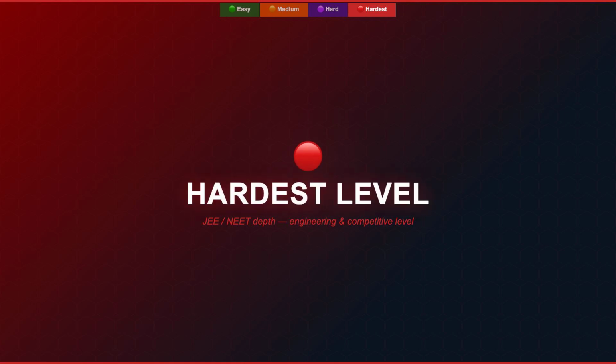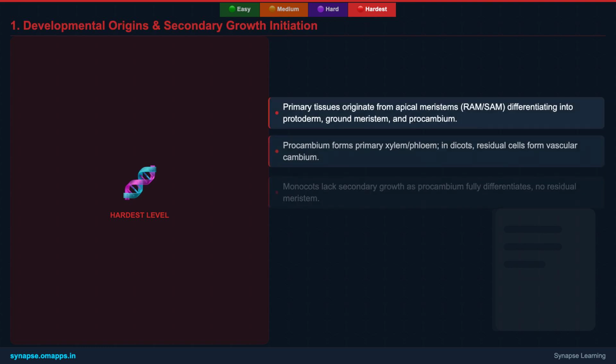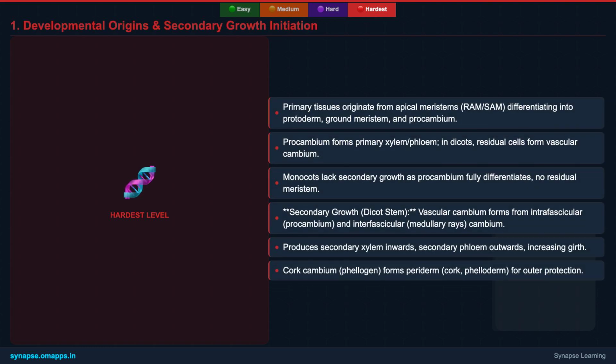The hardest level will push your understanding to competitive depths, exploring developmental insights, advanced adaptations, and even engineering principles within plant anatomy. At the hardest level, we begin with the developmental origins. All primary tissues arise from apical meristems, which differentiate into protoderm, ground meristem, and procambium.